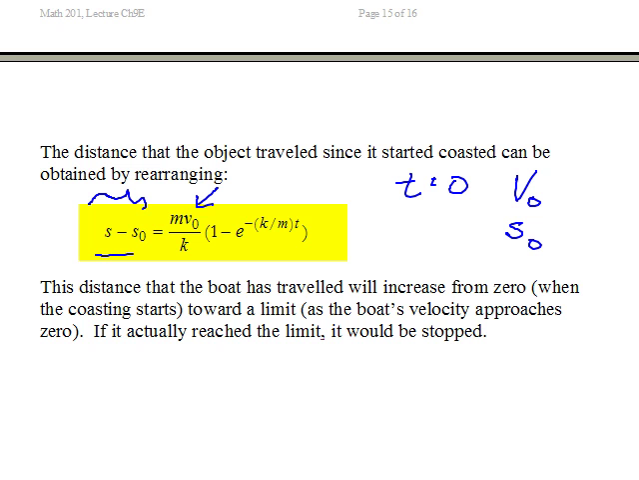This would be a boat that's coasting with no wind, and it loses power from its motors, scary thing. It could be a hockey puck traveling over ice in which the actual friction, the constant of proportionality, is very, very small.